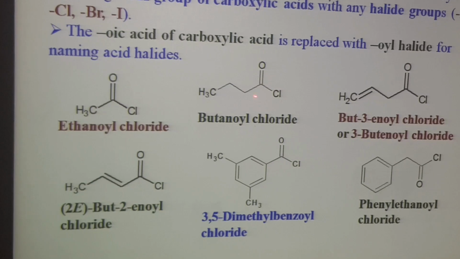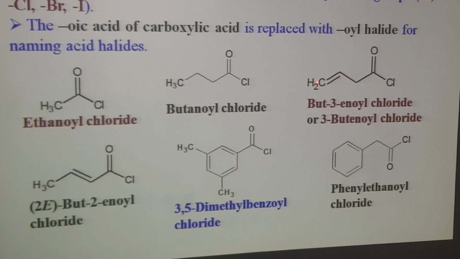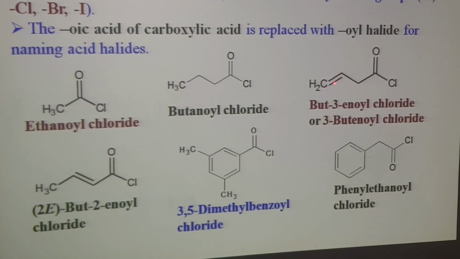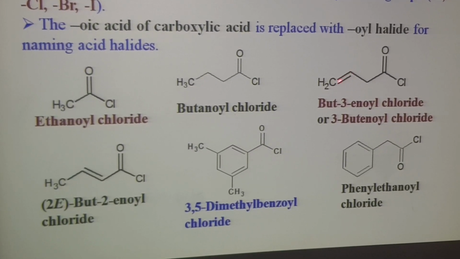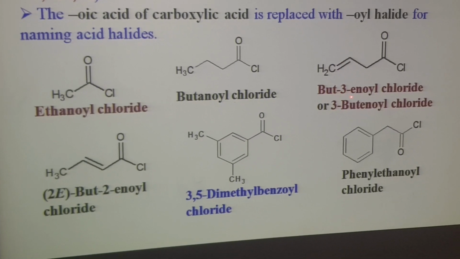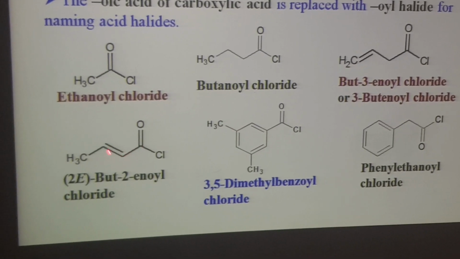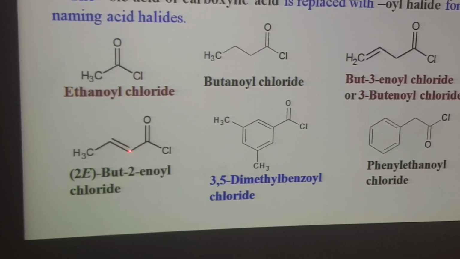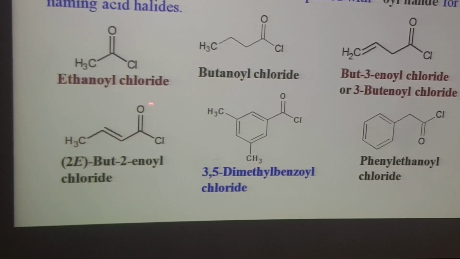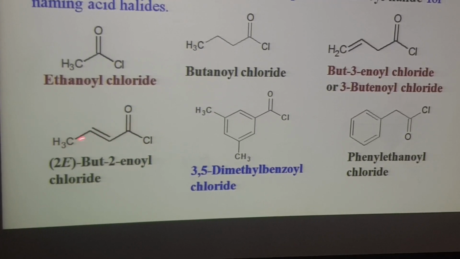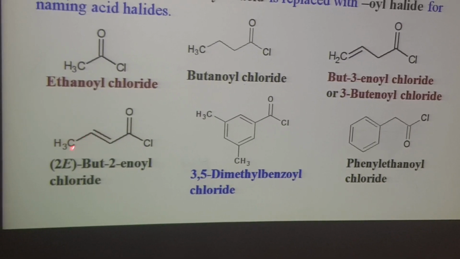Okay. So here we have 1, 2, 3, 4, butanoyl chloride. Here we have 1, 2, 3, 4 again butanoyl, but a carbon-carbon double bond is present. So that's why it will be butenoyl chloride. And we must mention the position of this carbon-carbon double bond. So its name is but-3-enoyl chloride, or 3-butenoyl chloride. So here we have a double bond present at position 2 and geometrical isomerism is possible in this molecule. Both the high priority groups are present on opposite sides of the carbon-carbon double bond. That's why it is the trans isomer.